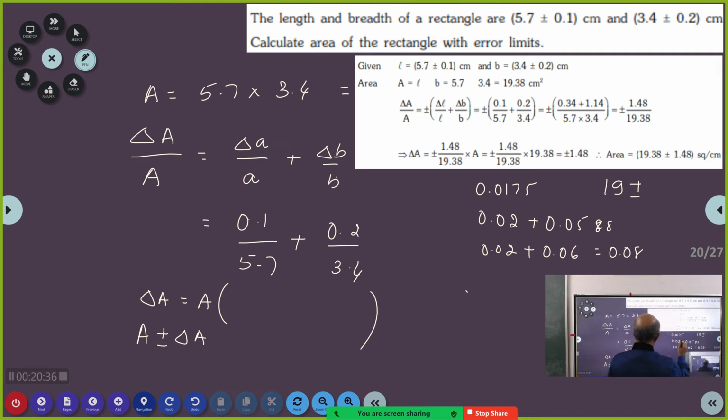Are you going to report the final answer as 19 plus or minus 0.08? We should multiply this by A again, then we will get the error. So what is the A value here? 19 only you take. So you get some number here, correct?